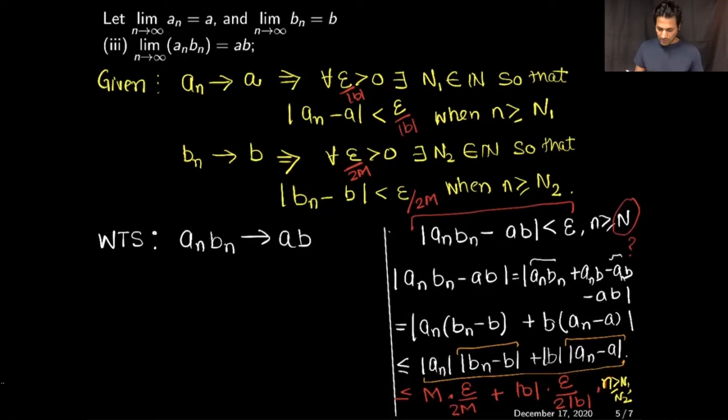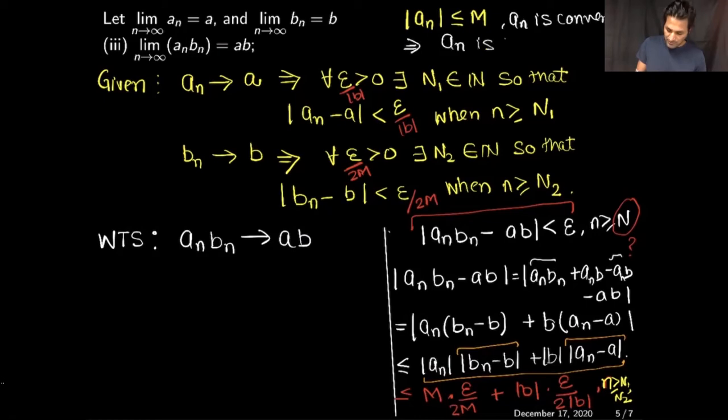Now there is one more thing which we use here. We are saying that the absolute value of an is less than or equal to m. Why is this true? Why can we make the absolute value of the number less than some real number m? This is true because we have one theorem from last time. Since the sequence an is convergent, the theorem implies every convergent sequence is bounded. So therefore an is also bounded.